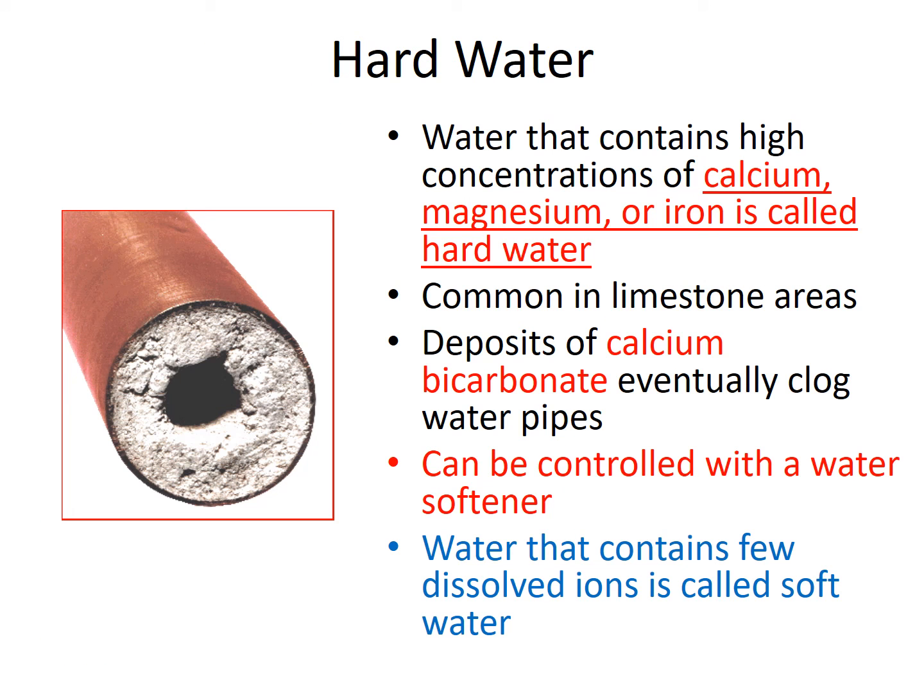Hard water. We call something hard water when it has a high concentration of calcium, magnesium, or iron. It's common in areas that have a lot of limestone, and deposits of calcium bicarbonate will eventually clog the water pipes, and this can be controlled using a water softener. Water that contains few dissolved ions is called soft water, and the Charlotte area has very soft water, which has its own challenges.